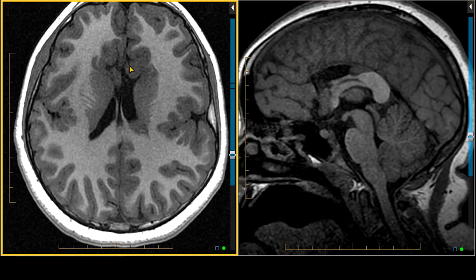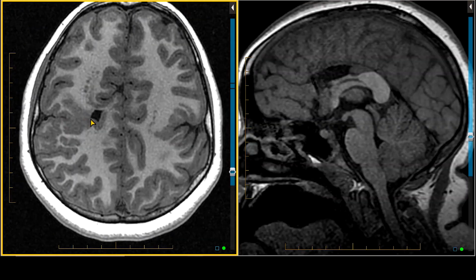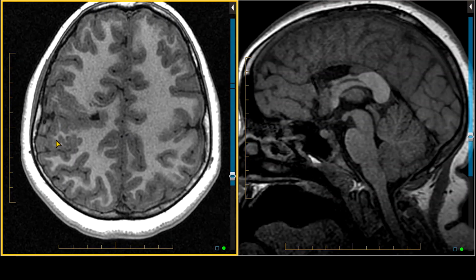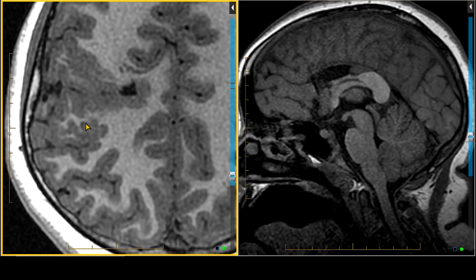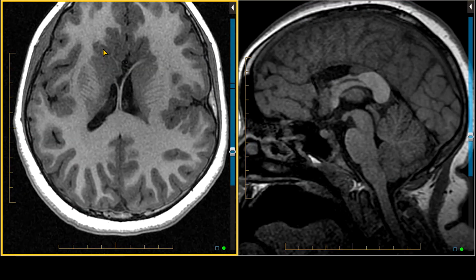As we scroll up, we see a closed-lip schizencephalic cleft going to the lateral margin of the posterior body of the right lateral ventricle, lined by polymicrogyria. You can see here there are areas of polymicrogyria adjacent to this closed-lip schizencephalic cleft. Here, adjacent to the frontal horns of the lateral ventricles, we're seeing extra areas of gray matter.